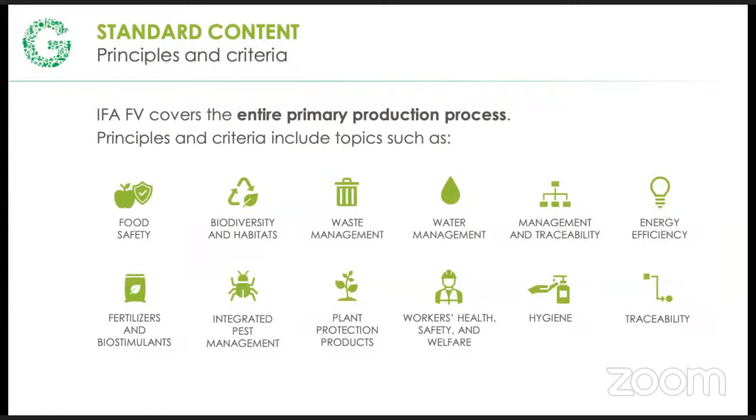And this gives a bit more details in terms of the principles and the areas that they cover. So for some of these we mentioned already: food safety, biodiversity is a new one that came in as part of the version 6. Waste management, how you're dealing with waste on your production, water management, management of your overall production process, traceability of the products, energy efficiency. So, they favor trying to use renewable energies as much as possible.